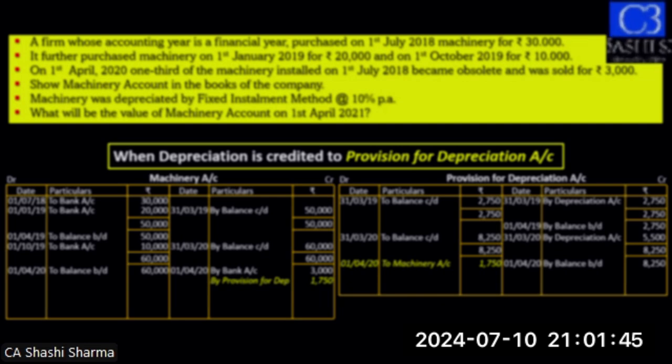And now the profit loss. Profit loss was calculated in the earlier accounting method. It was 5250.